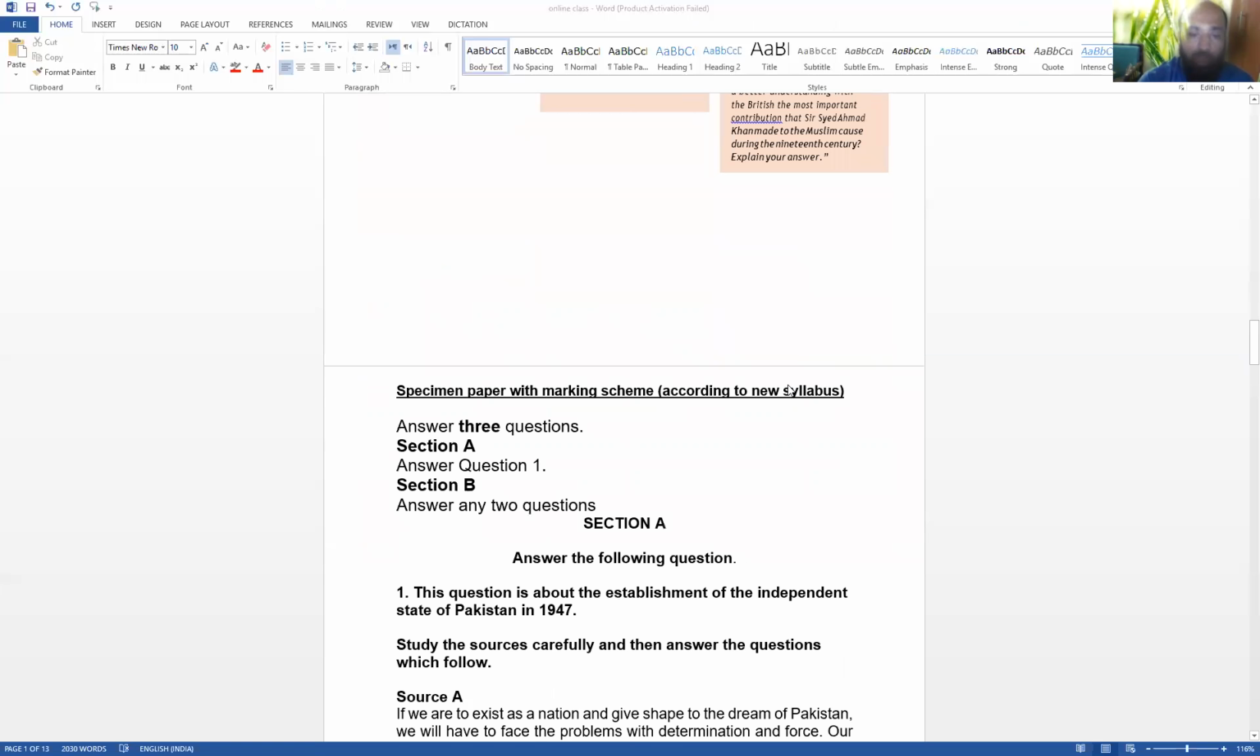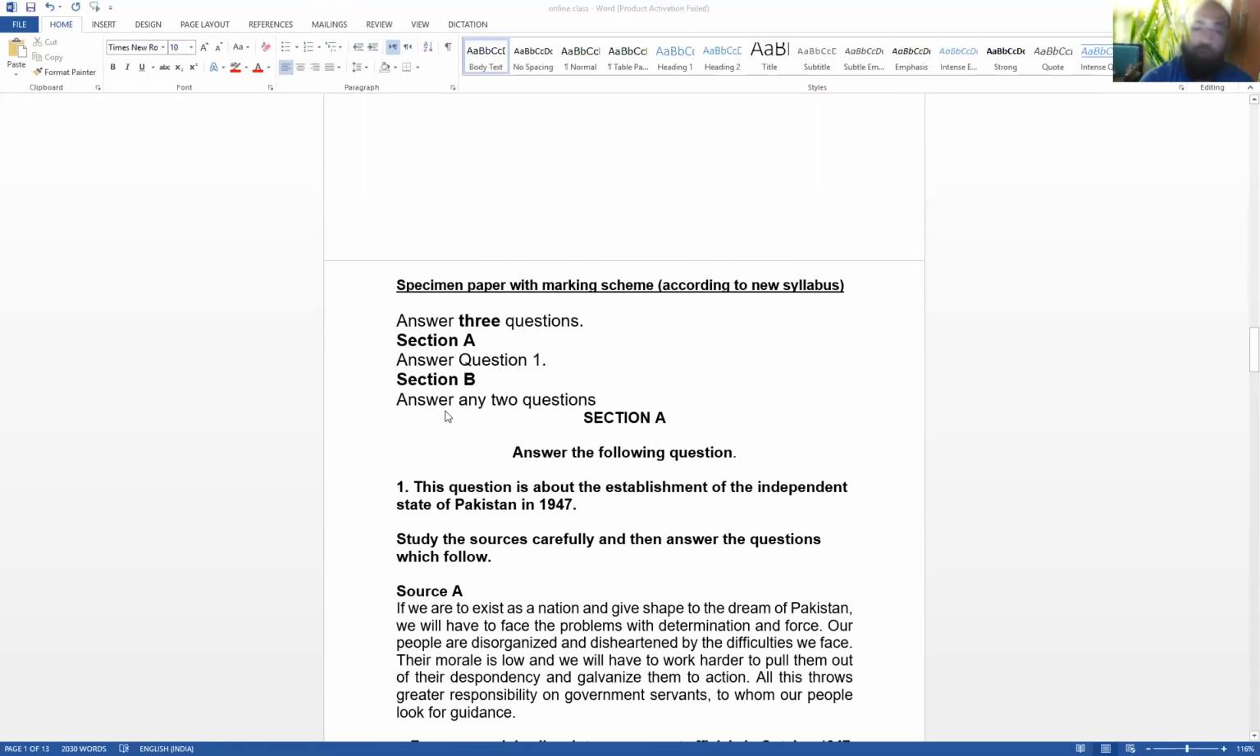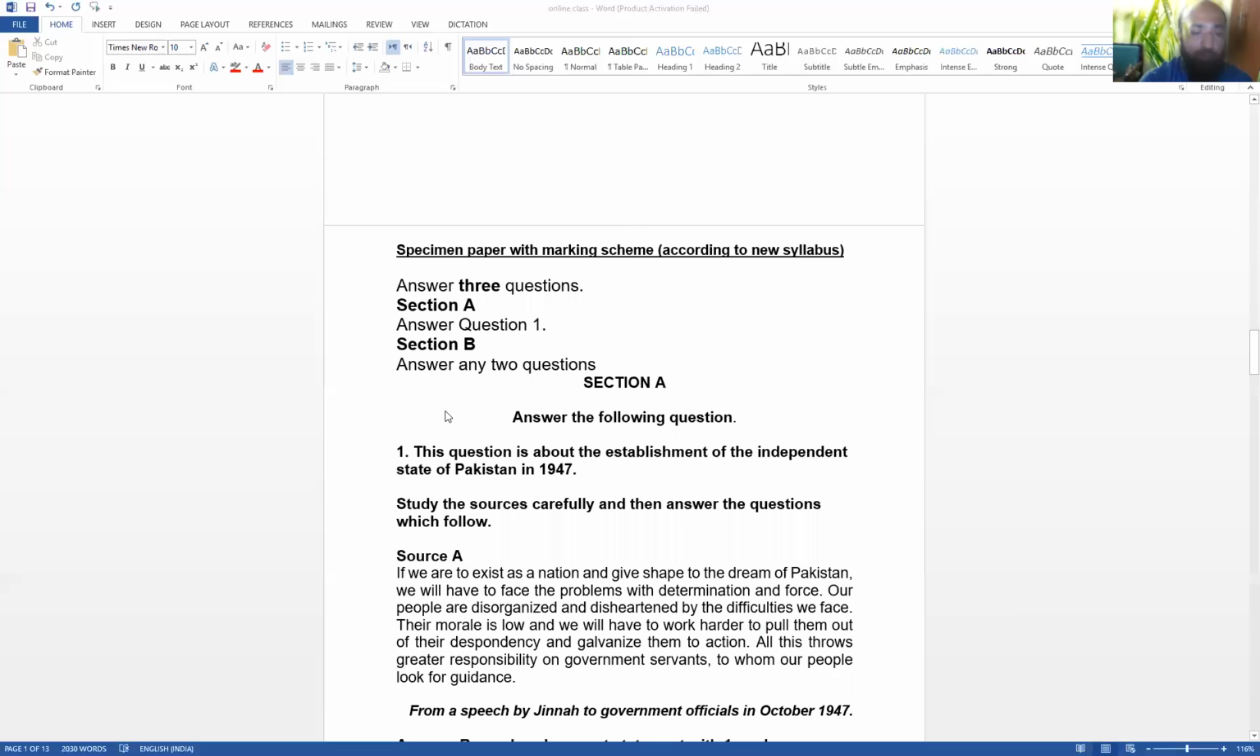So here's a specimen paper with the marking scheme. I'm again writing down the same thing, answer three questions, question 1 compulsory. It comes from anywhere else and it becomes compulsory in history. In section B, you have to attempt two questions as I said before.